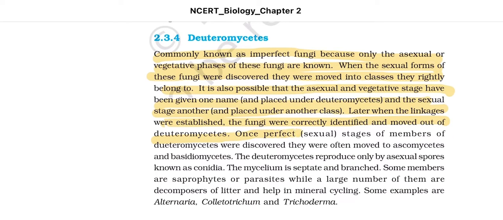Once perfect sexual stages of members of Deuteromycetes were discovered, they were often moved to Ascomycetes and Basidiomycetes. The Deuteromycetes reproduce only by asexual spores known as conidia. The mycelium is septate and branched. Some members are saprophytes or parasites, while a large number of them are decomposers of litter and help in mineral cycling. Some examples are Alternaria, Colletotrichum, and Trichoderma.